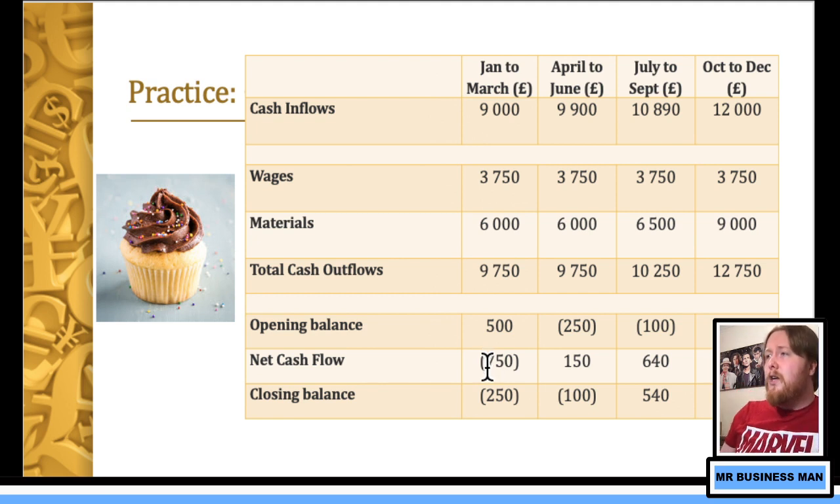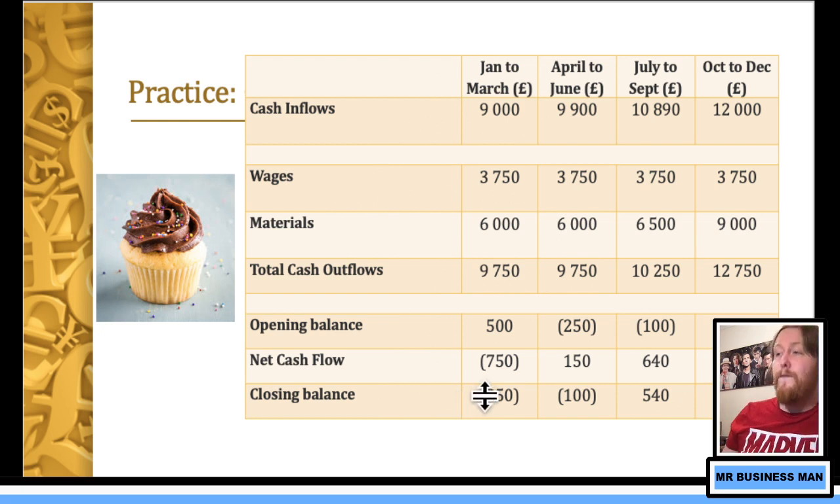Okay. So we start with our cash flow. We have £9,000. What happened? Well, we actually spent 9,750. So we actually spent minus 750. We spent 750 more than we made. What did we start with though? We started with 500. So 500 minus 750 leaves us with a total of minus 250.